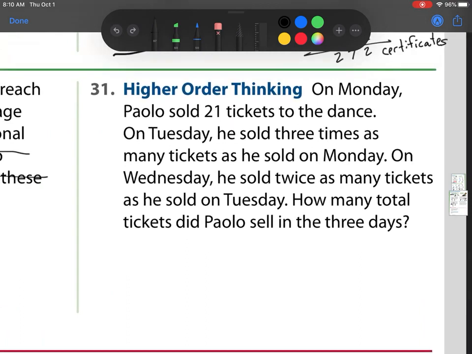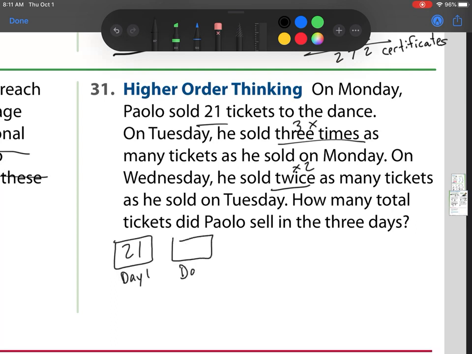Okay, number 31. On Monday, Palo sold 21 tickets to the dance. On Tuesday, he sold 3 times as many as he sold on Monday. On Wednesday, he sold twice as many tickets as he sold on Tuesday. How many tickets did Palo sell in 3 days? Well, his first day sold 21, so let's put that here. This is day 1. Day 2, he sold 3 times 21 because he sold 3 times as many. So let's find out what that is.